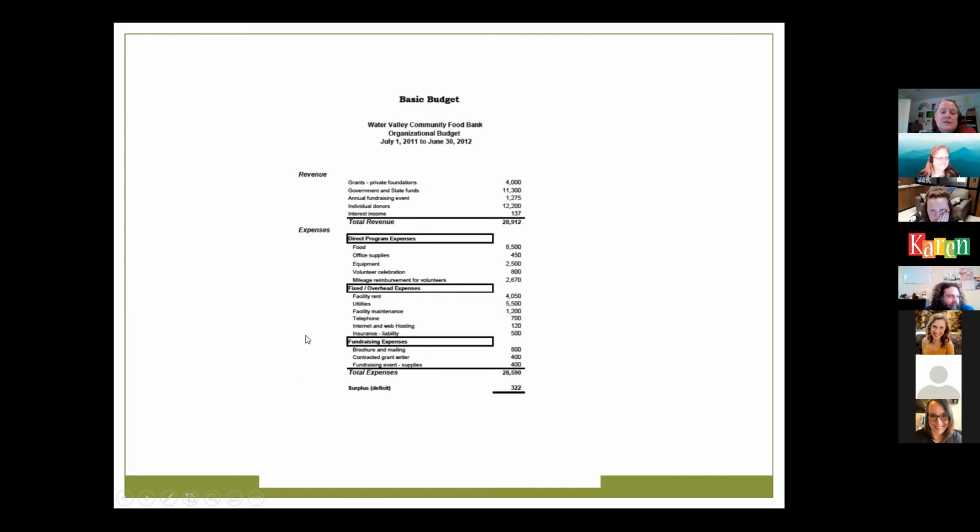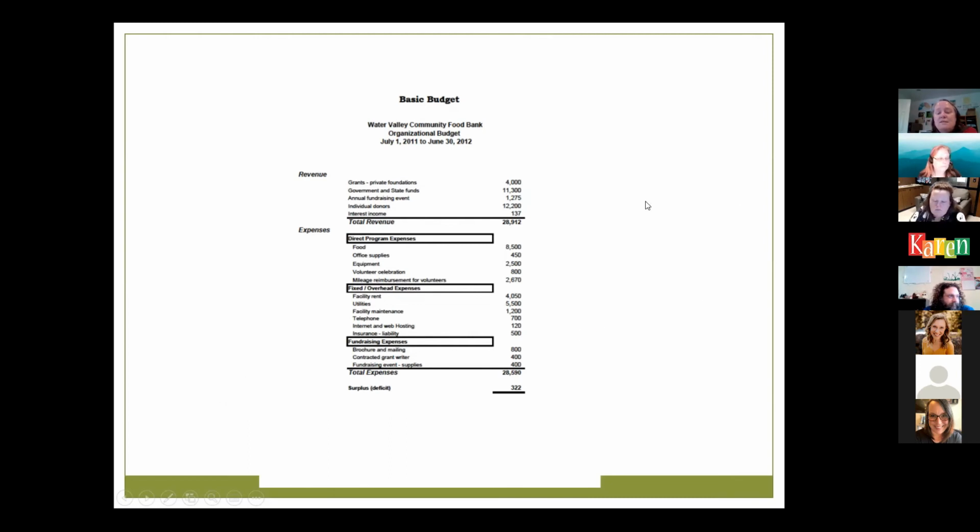Here's an organization. I've actually organized it by direct expenses, overhead expenses, and fundraising expenses. Does anybody know why I might want to do it that way? I do it that way because when you go to create your 990s, your tax forms, those are the categories that they actually ask for. So I'm kind of pointing out that I'm a little savvy on how to organize my budget, but it doesn't really matter. That's just the way this is set up.